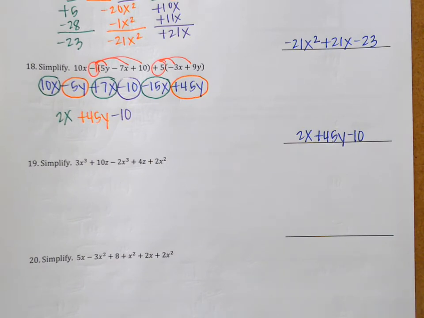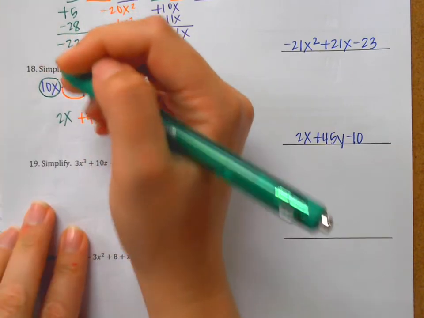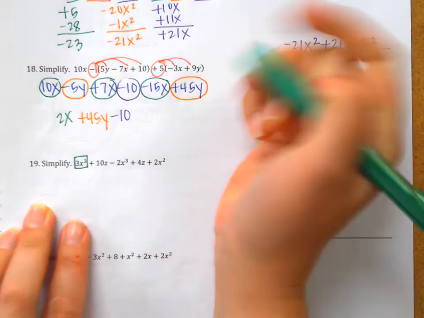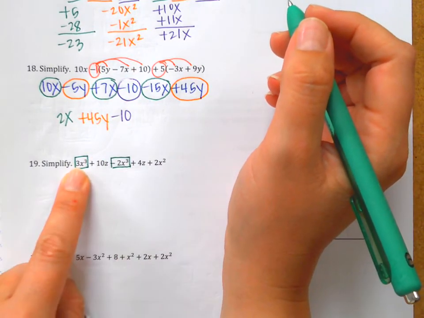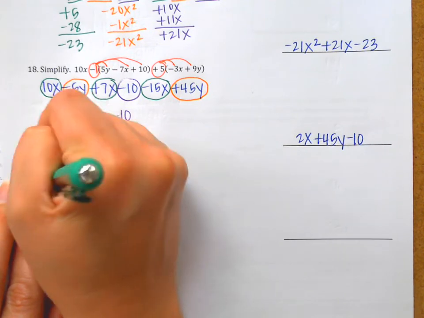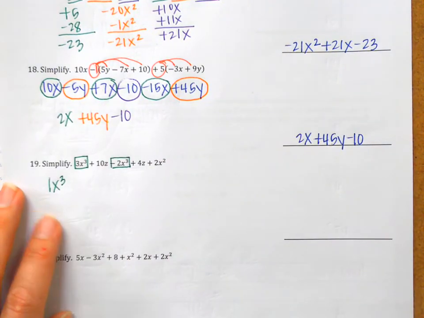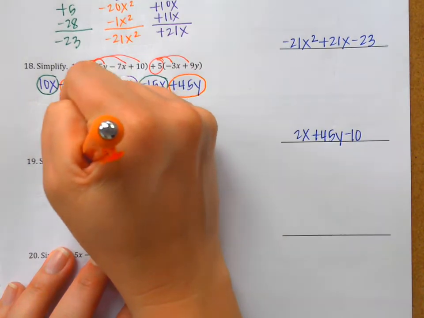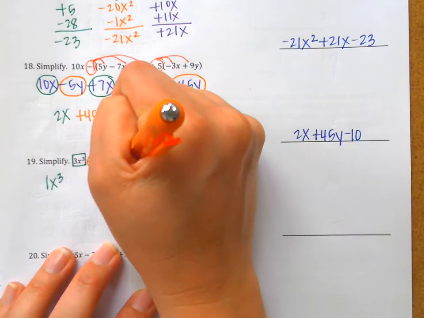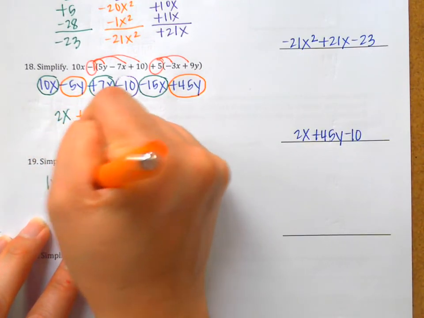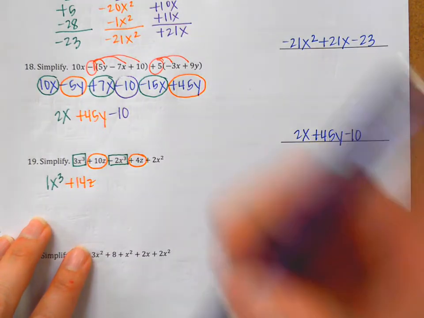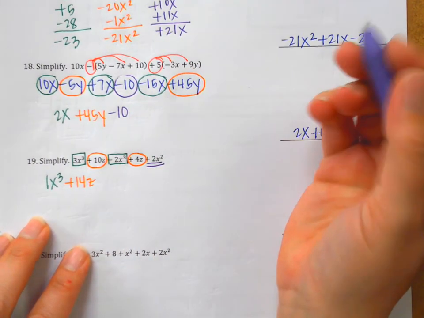Okay, so number 19, there's no distribution here. So all we have to do is combine our like terms. So I'm going to start by just looking for anything with an x cubed. So 3x cubed can combine with -2x cubed. And that's it. 3 minus 2 is 1x cubed. Keep going. So 10z can combine with 4z. 10 plus 4 is 14z. And then last one that can't combine with anything is 2x squared.